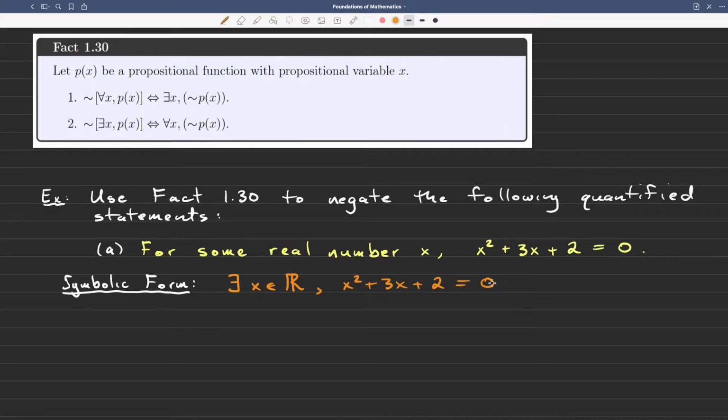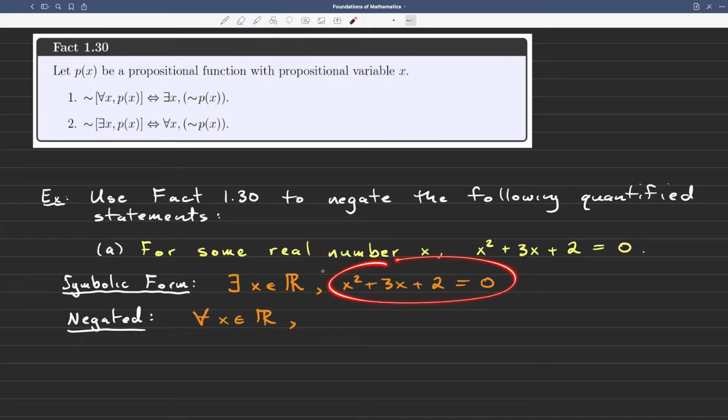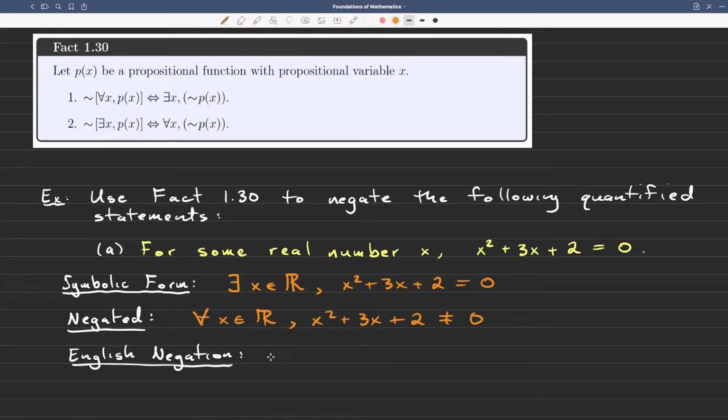Now, I want to negate it. So if I want to negate the existential, it becomes universal. So that'd be for every x in the reals. And then now I need to negate this bit. So the negation of equality is not equals. So this will just be x squared plus 3x plus 2 is not equal to 0. And then I can put this back into English if I like. So the English negation would be for all real numbers x, x squared plus 3x plus 2 does not equal 0.